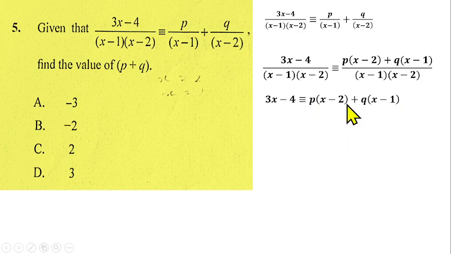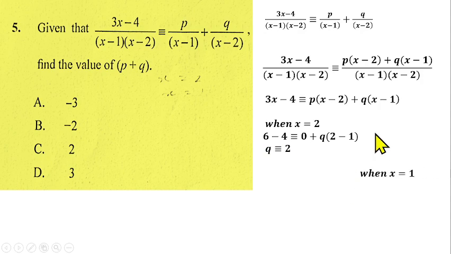So in this case, when our s is 2, you can find the value of q. So when s is 2, this one becomes 0 here. So you have 3 times 2, which is 6, minus 4, equivalent to, if s is 2, 2 minus 2 is 0, so you have this to be 0, then plus q into 2 minus 1. So that should give us 2 equivalent to 2 minus 1 is 1 times q, that will give us q. So q in this case is 2.